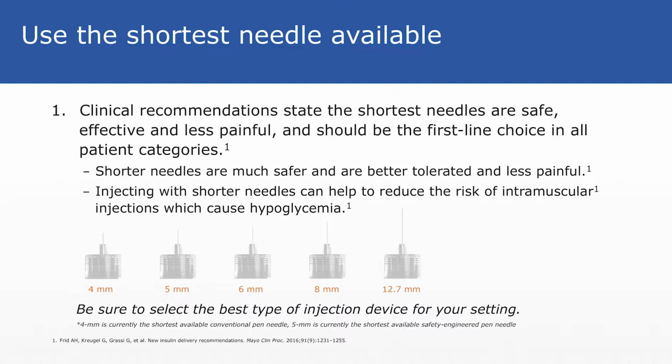in all patient categories. Injecting with shorter needles can help reduce the risk of intramuscular or IM injections, which may lead to hypoglycemia. The most commonly used needle length in the long-term care setting is 12.7 millimeters, which does not meet the current recommendations for shorter needle use.